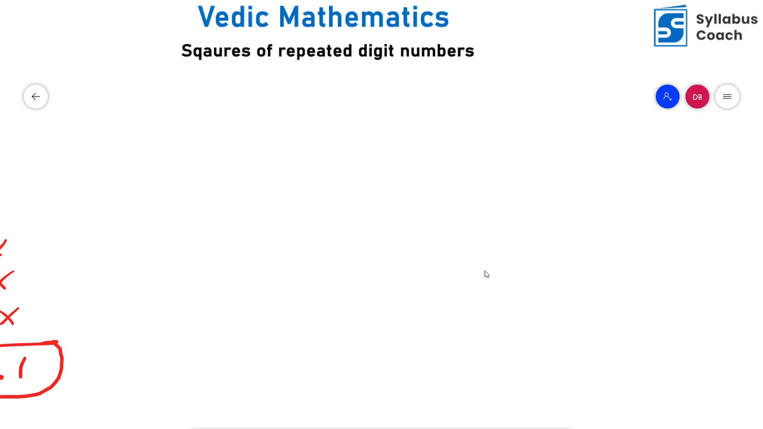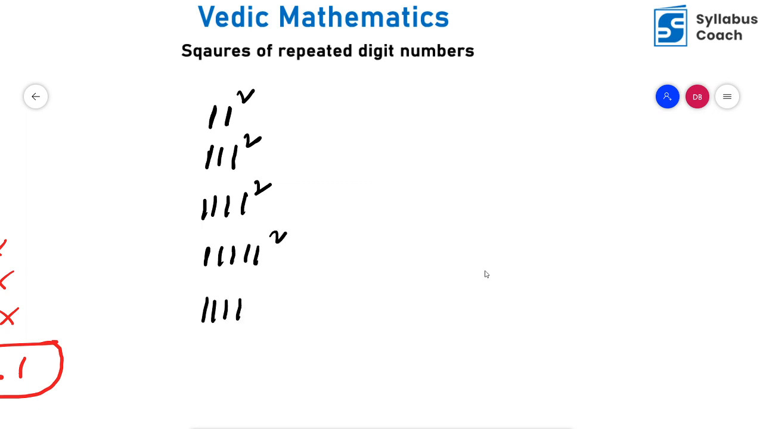Just observe this properly. First write 11 square, and then triple 1 square, and then 4 1s square, and then 5 1s square, and then 6 1s square, right? And even 7 1s square, right? So what would be the answers for each of these questions? Now you know the technique now, students. That's very easy. How many digits are there, students?